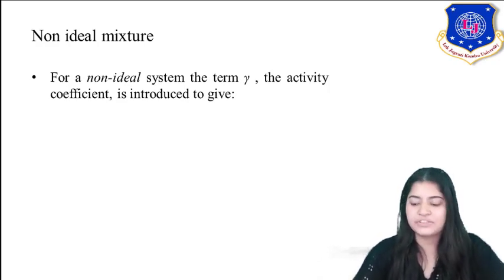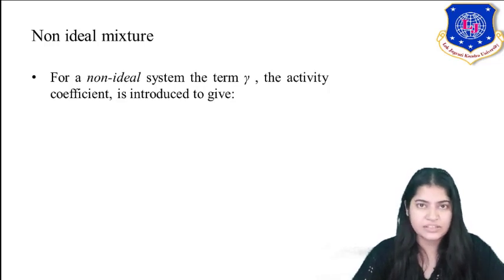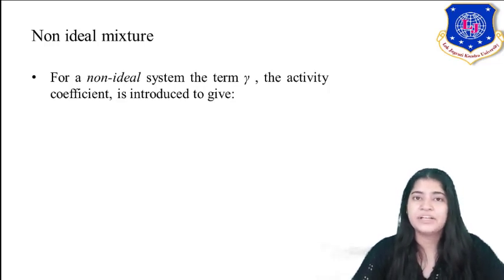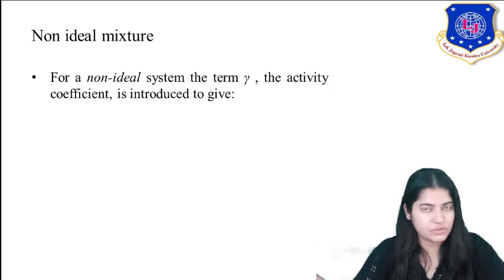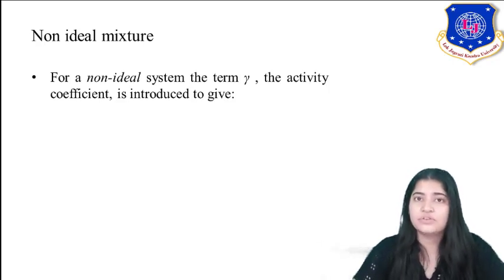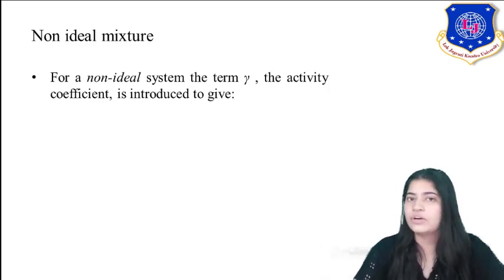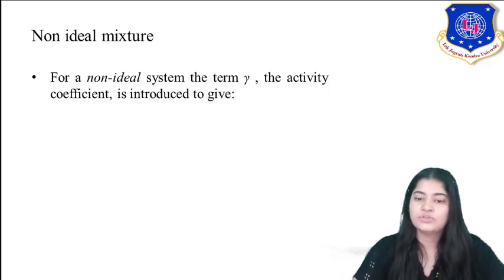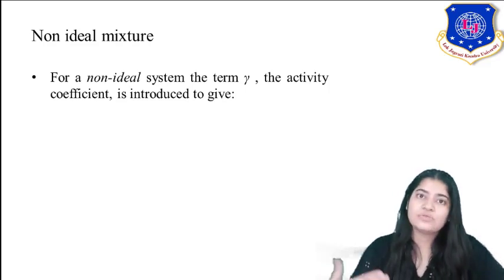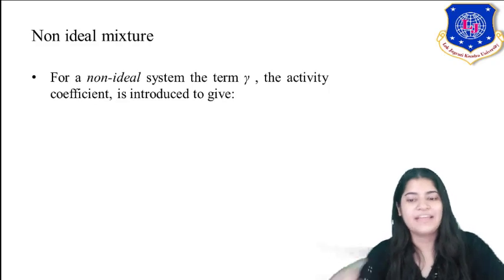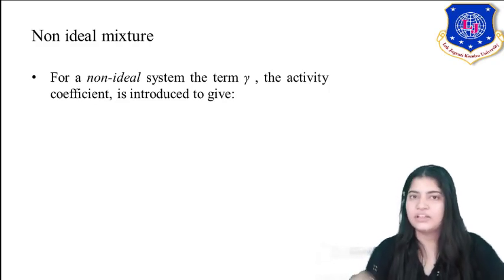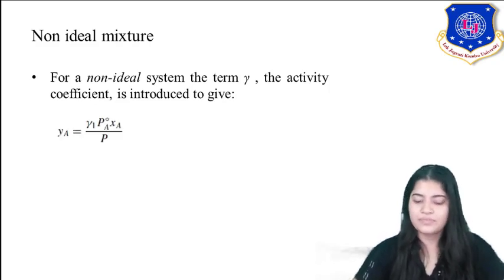The ideal conditions which were assumed were that intermolecular force of attraction was not existing and that the volume was negligible. Now in the real case, intermolecular forces between molecules do exist, and also we cannot neglect the volume. So to take into account this non-ideality, we add gamma, the activity coefficient, in the formula of Raoult's law.